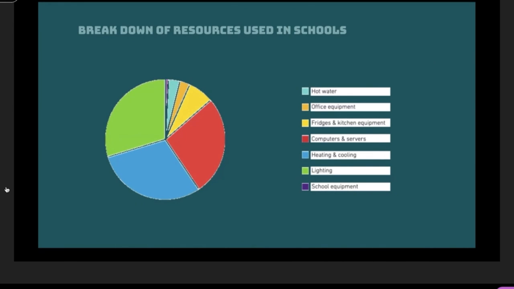Not only changing their mindset for the future generation, but just being more aware of energy efficiency, not only in a classroom, but also at home.